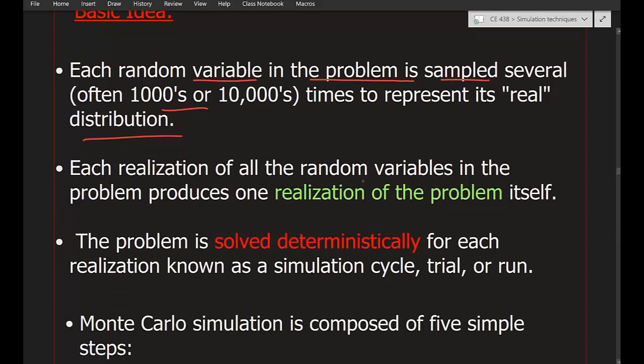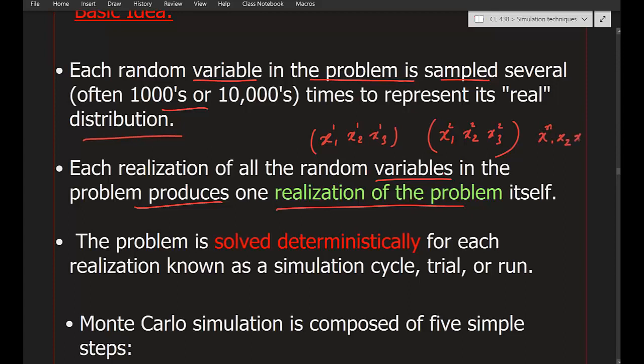Each realization of all the random variables in the problem produces one realization of the problem itself. For example, in the previous case, if we simulate x1, x2, x3, this is one realization. Next time, if we simulate x1, x2, x3, let's call the first the first iteration and this the second iteration. So this is the second realization. Similarly, we can have the nth realization of x1, x2, x3.